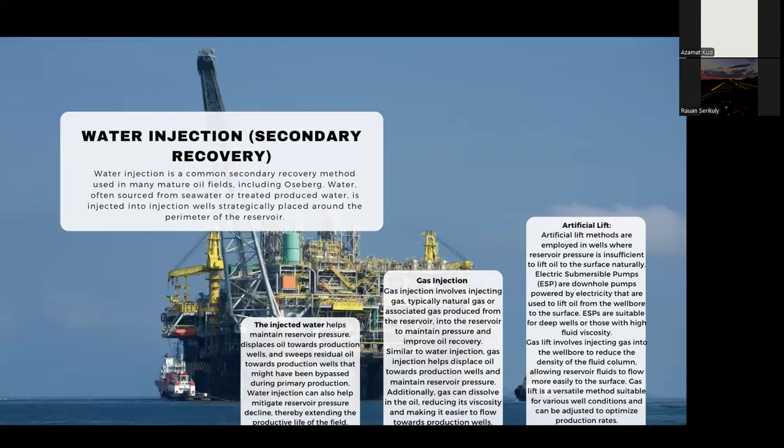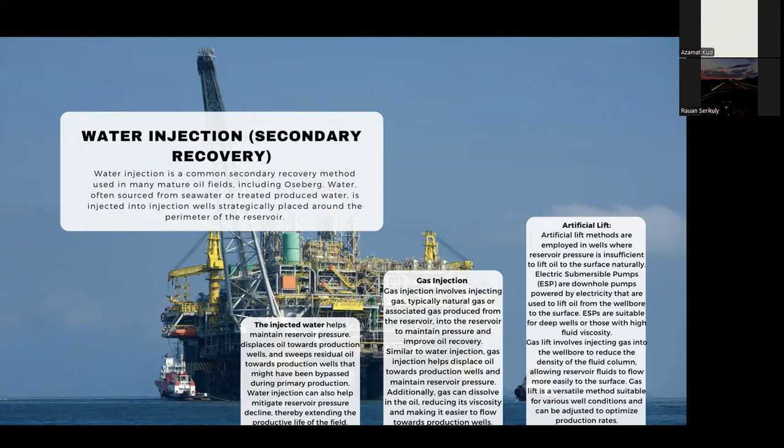The injected water helps to maintain the reservoir pressure and displaces the oil towards the production wells, and sweeps the residual oil that might have been bypassed during the primary production. Water injection can also help to mitigate the reservoir pressure decline, thereby extending the productive life of the oil field.